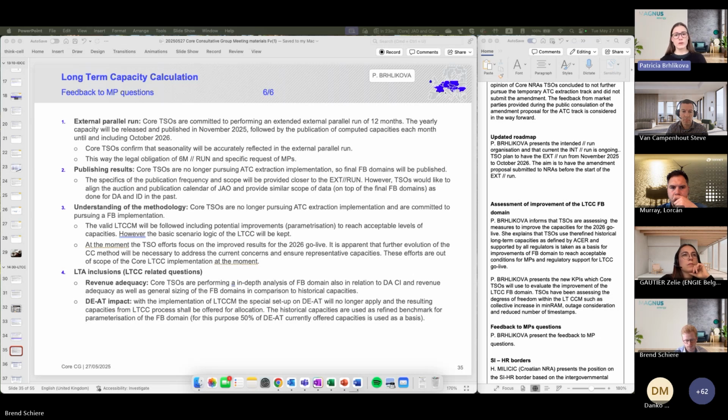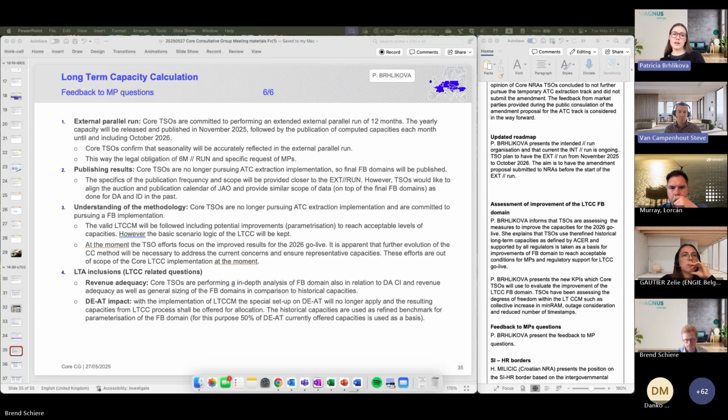At the moment, our efforts indeed focus on the improved results for the 2026 go live. And then obviously there is also the further evolution of long-term markets and the capacity calculation method in the future that will be addressed most probably with the FCA 2.0.